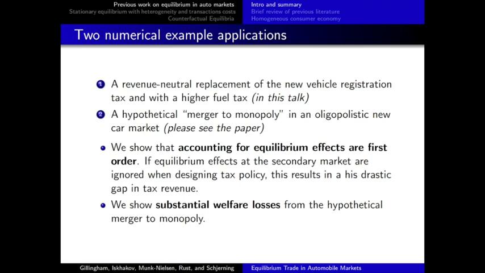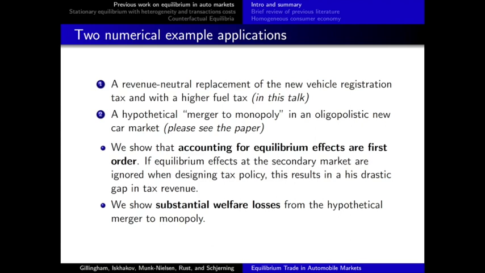We make two stylized numerical example applications in the model. First, a revenue-neutral replacement of the new registration tax, where we halve the registration tax and increase fuel taxes, and then a hypothetical merger-to-monopoly experiment in the oligopolistic new car market. That's in the paper. Maybe I'll say a few words here. I have some slides on it too, but details are left to the paper.